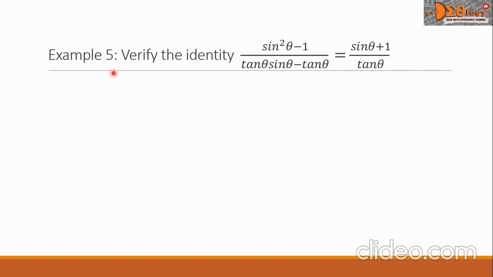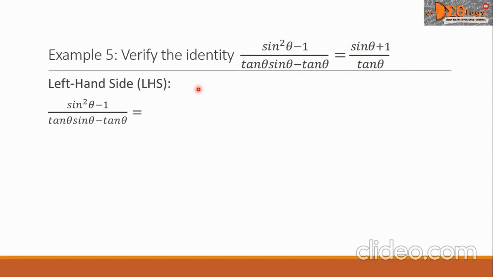Let us have example 5. Verify the identity. We have a big fraction here. The numerator is sine square theta minus 1 all over tangent theta sine theta minus tangent theta is equal to another fraction. The numerator is sine theta plus 1 all over the denominator tangent theta. So let us simplify the left-hand side to equal the right-hand side. So here now the left-hand side.